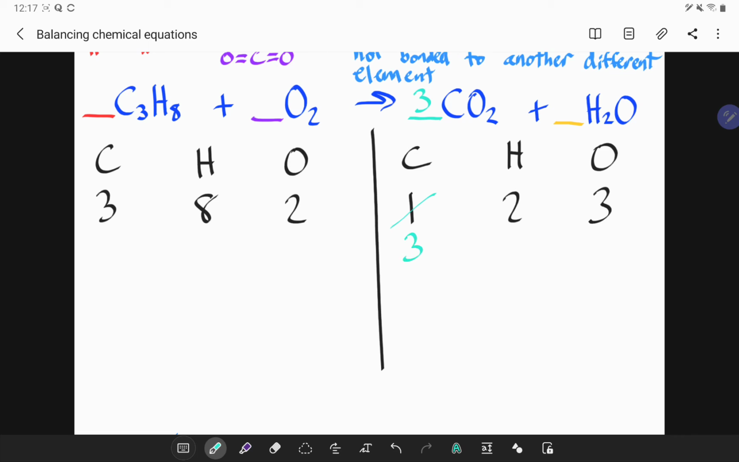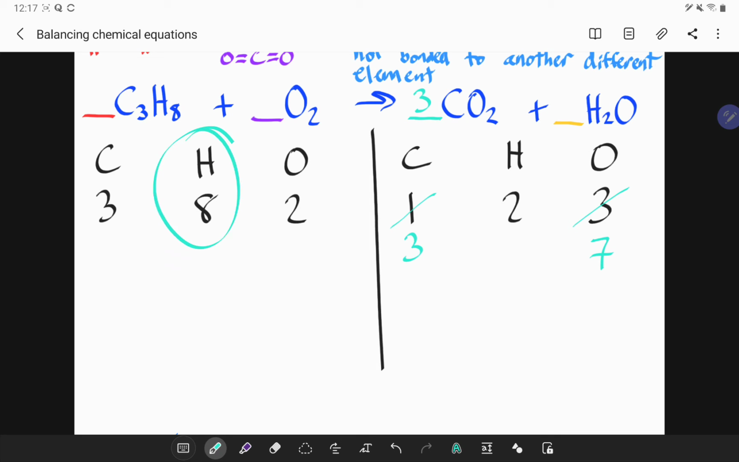I now have 3 carbons. And then 3 times 2, I have 6 oxygens plus that 1 more right here. So 6 plus 1, I have 7 oxygens now on that side of the equation. And hydrogen stayed the same. So carbon is now balanced. I'm now going to balance hydrogen next because we're saving that oxygen for last.